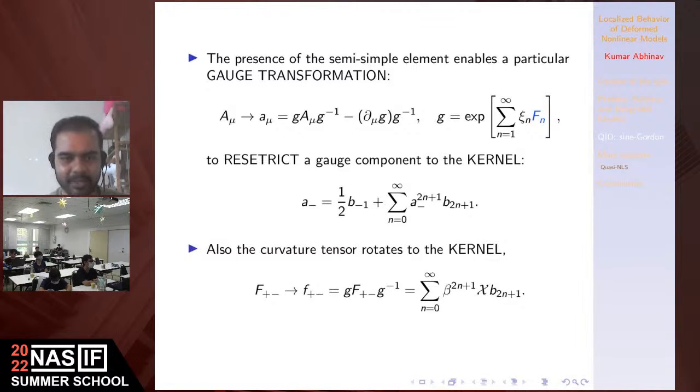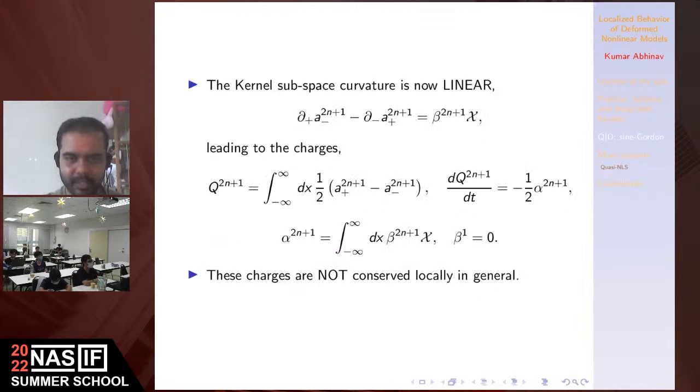So one of the gauge elements exclusively belongs to the kernel, and the curvature also exclusively belongs to the kernel. Okay. So because the kernel and the image subspaces are linearly independent, the kernel part of the curvature condition after rotation will give you a linear equation. You can see there is no commutator here.